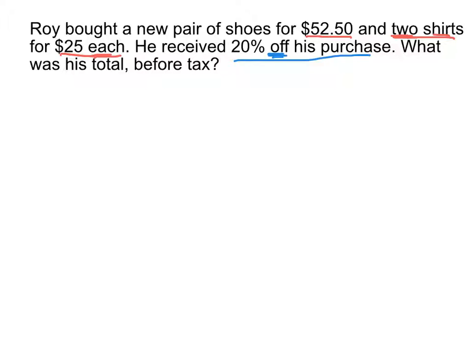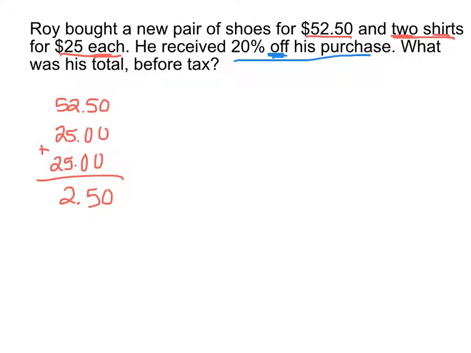So before I can do anything, I need to first figure out how much did he actually buy between the shoes and the 2 shirts. So he paid $52.50 for the shoes. He paid $25 for a shirt, but he bought 2 of them. So I need to add 2 25s. So he spent a total of $102.50 before his discount. My second thing I need to do is calculate the discount.